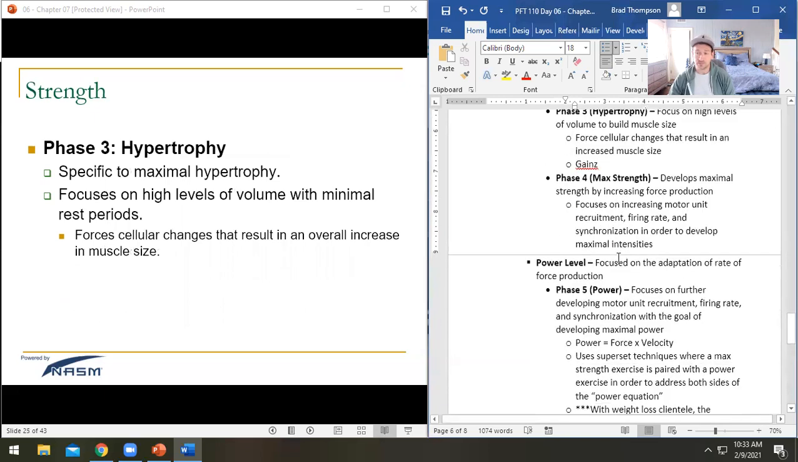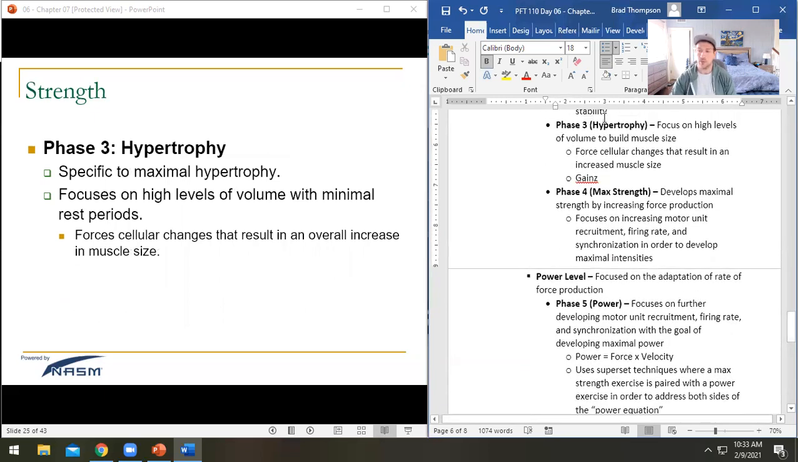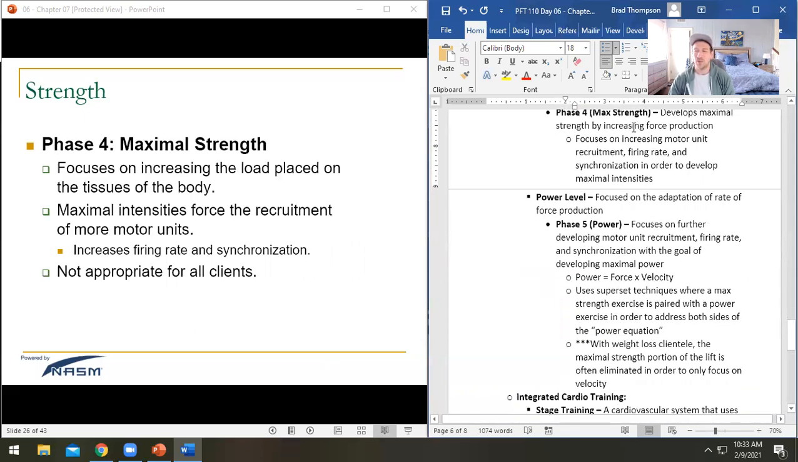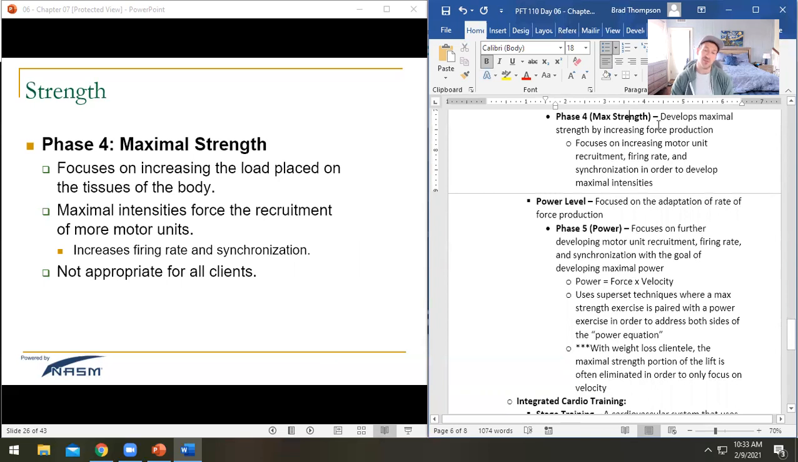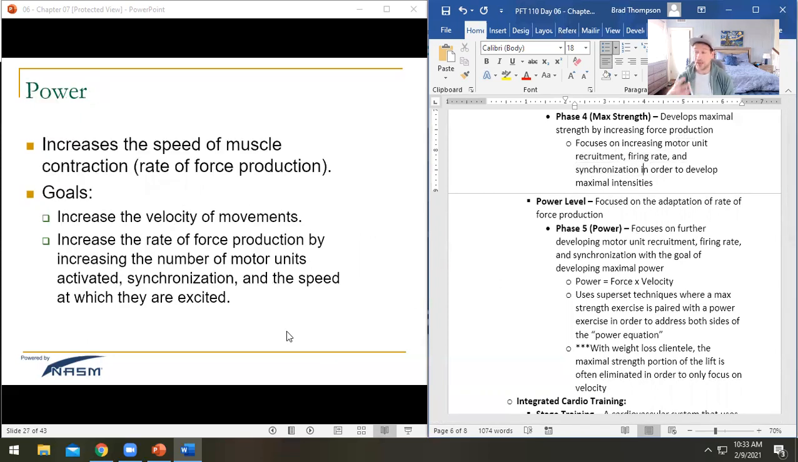Then we've got hypertrophy, which is literally all about muscular growth, right? So this is going to focus on high volume in order to create maximum inflammation. That inflammation is going to translate into maximum muscular size, and it's an increase in our gains. We'll see maximum strength, which is maximal strength by increasing force production, right? Again, going back to the nervous system: motor unit recruitment, motor unit firing rate, motor unit synchronization. Not necessarily appropriate for every one of our clients, but it is a great way to develop the ability to lift something once, heavy, heavy, heavy training weight.